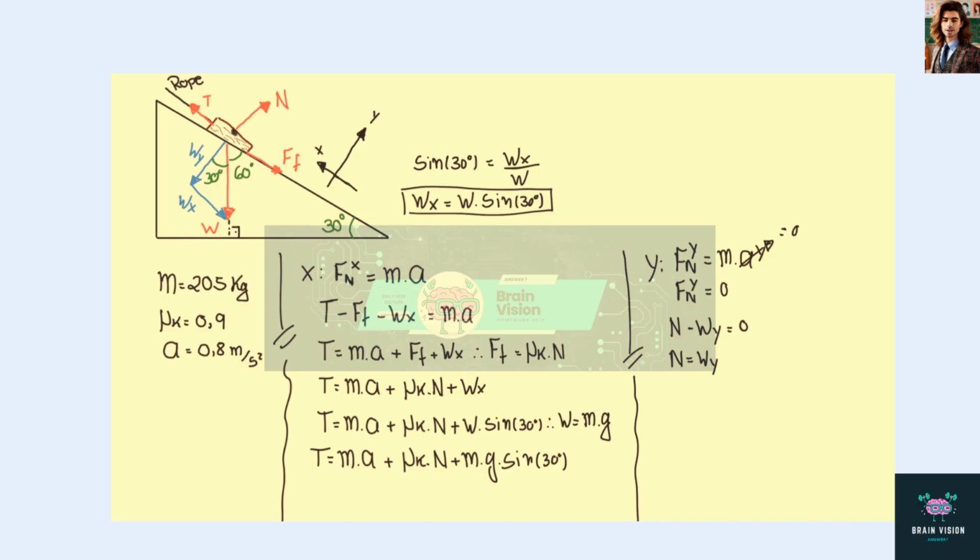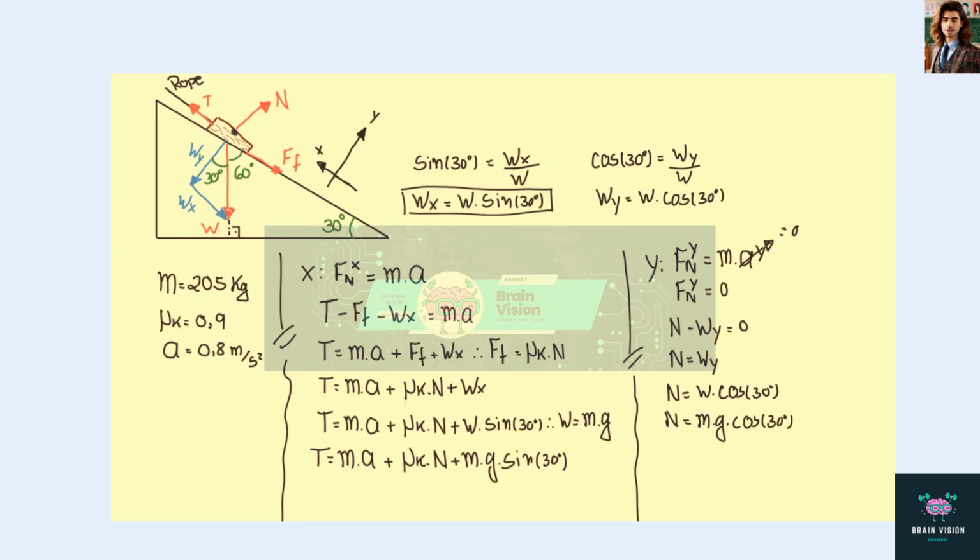So the normal force is equal to the weight force component y. And for the weight force component y, we can return to this triangle, but now we use the cosine, because the y component is adjacent to the 30 degree angle. The cosine of 30 degrees in that context is given by the adjacent side divided by the hypotenuse. Then the y component of the weight force is equal to the weight force times the cosine of 30 degrees. So the normal force is equal to the weight force times the cosine of 30 degrees. The normal force is then m times g times the cosine of 30 degrees.